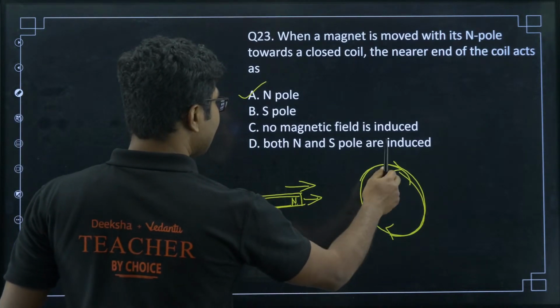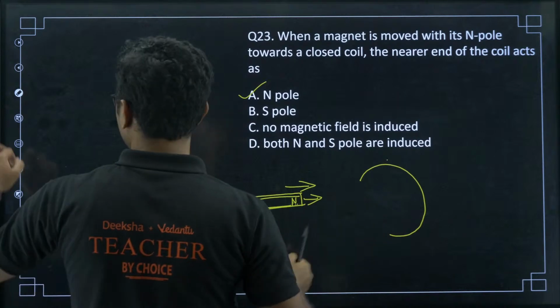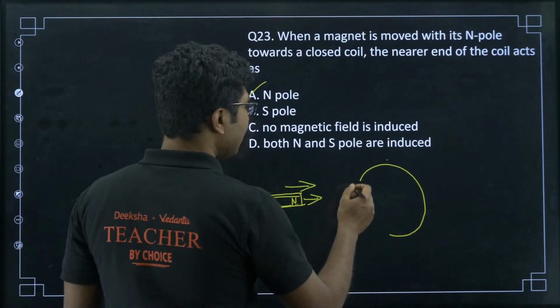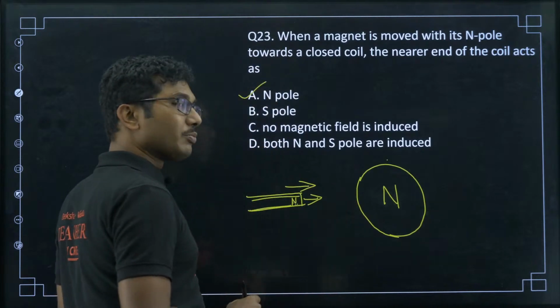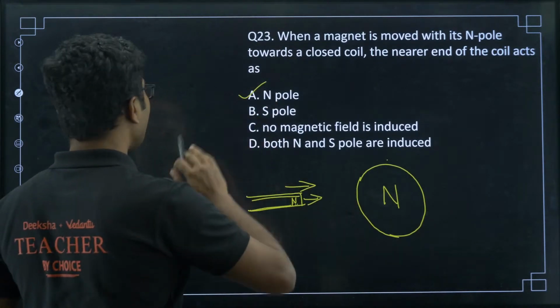So, that is basically in violation of the conservation of energy. That is why Lenz's law says that it opposes the cause. So, it must produce a north pole to repel it. So, the answer is north pole.